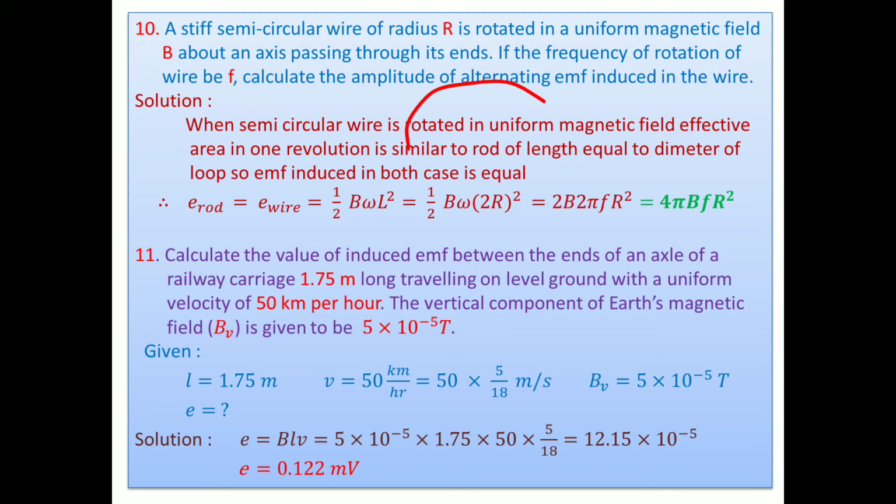Suppose you look at this semicircular wire, when it rotates in one revolution, from here to here, then one revolution is similar to a rod of length equal to the diameter. This much amount of effective area should be there. This is the area of the diameter.